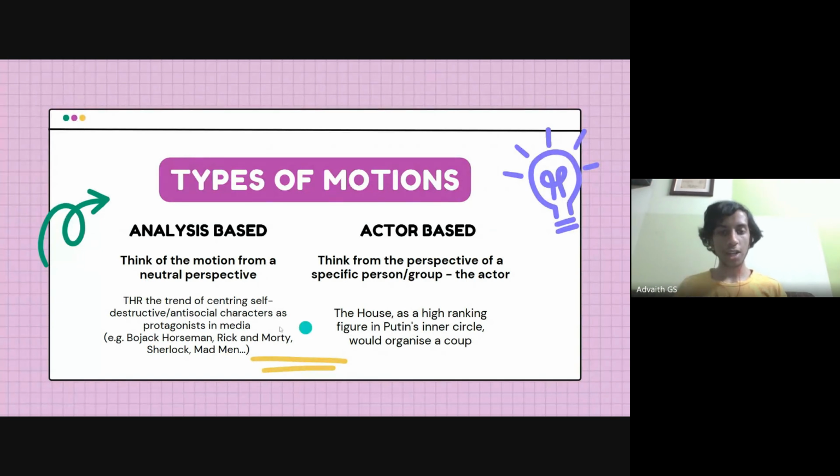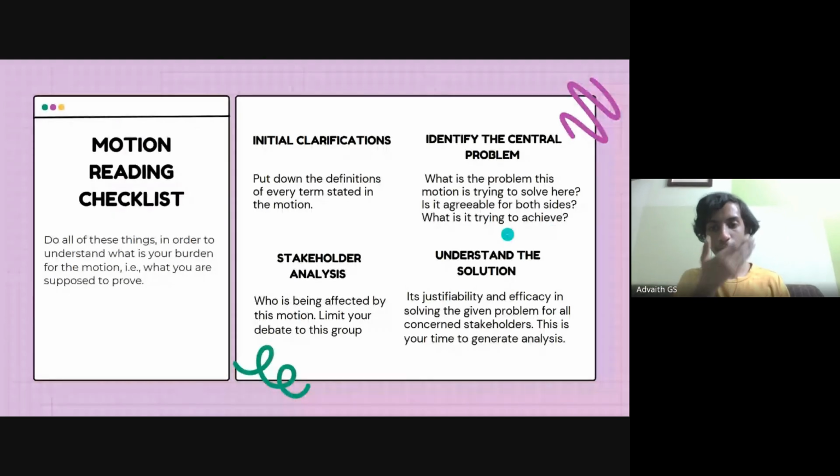When you talk about centering self-destructive or antisocial characters, what does that mean? What is a self-destructive or antisocial character? That's not a very deep definition; you just have to use those words. But then, what do you mean by making a self-destructive or antisocial person a protagonist in some TV show or movie? These are basic definitions. When you look at the motion, you should be able to understand what it is intending to tell you.